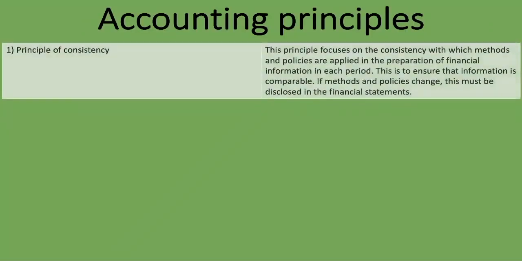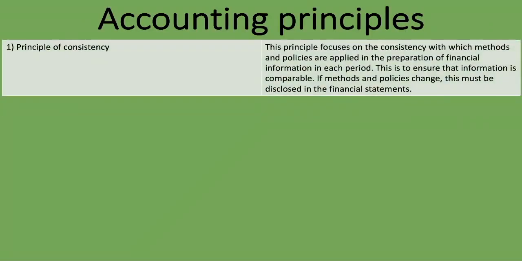Here is the first one, the principle of consistency, or consistency principle. This principle focuses on the consistency with which methods and policies are applied in the preparation of financial information in each period. This is to ensure that information is comparable. If methods and policies change, this must be disclosed in the financial statements. So, as the word consistency implies, we have to be consistent in our preparation of financial information.